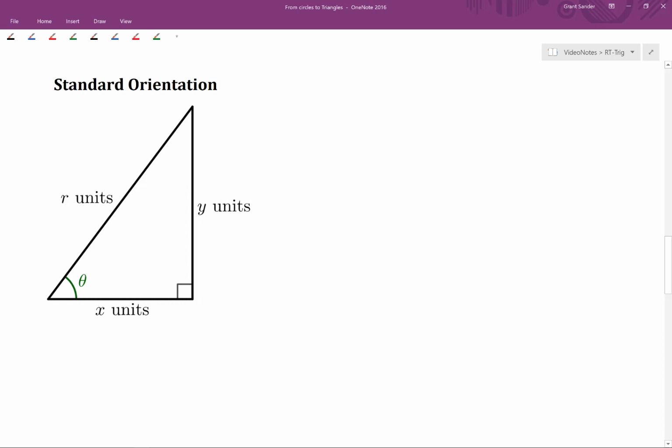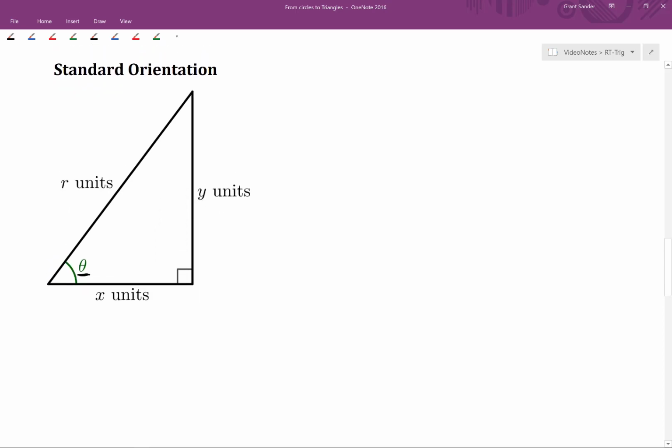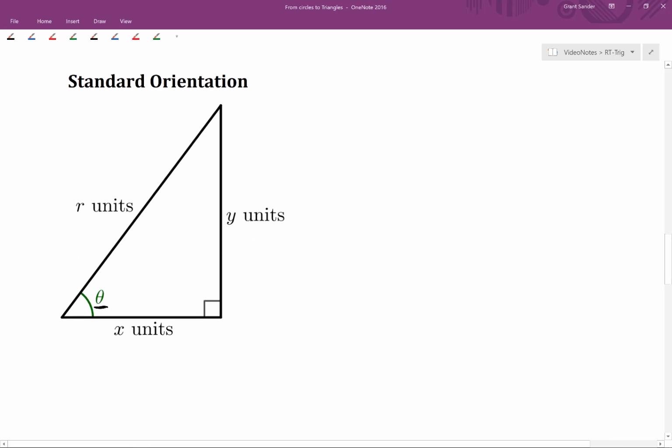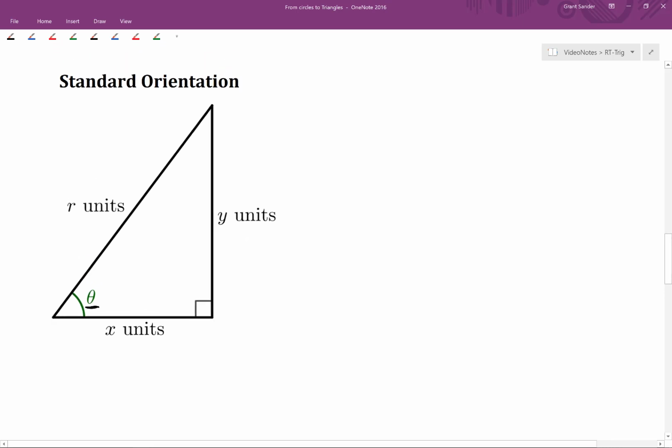So let's formalize this a little bit. If we have a right triangle, we say it's in standard orientation if one of the shorter sides is horizontal, the other shorter side is vertical. The angle of interest is at the bottom left corner, so we'll say theta is down here in the bottom left, and then the right angle is actually in the bottom right of this triangle. So if we have a triangle that looks like this, we just say it's in standard orientation.